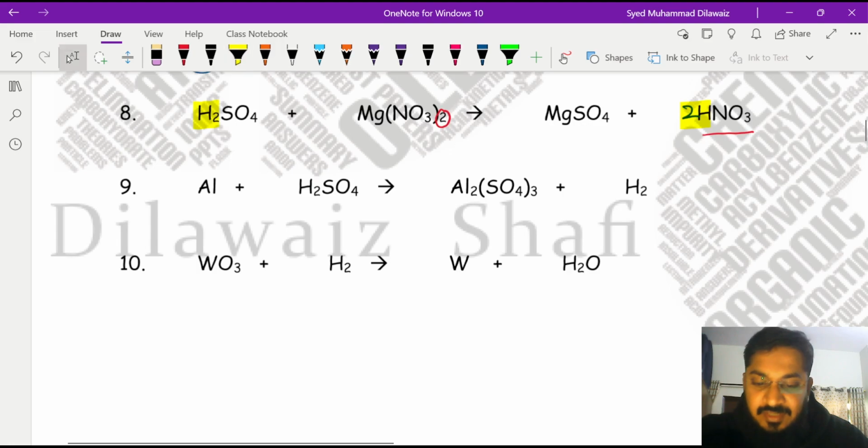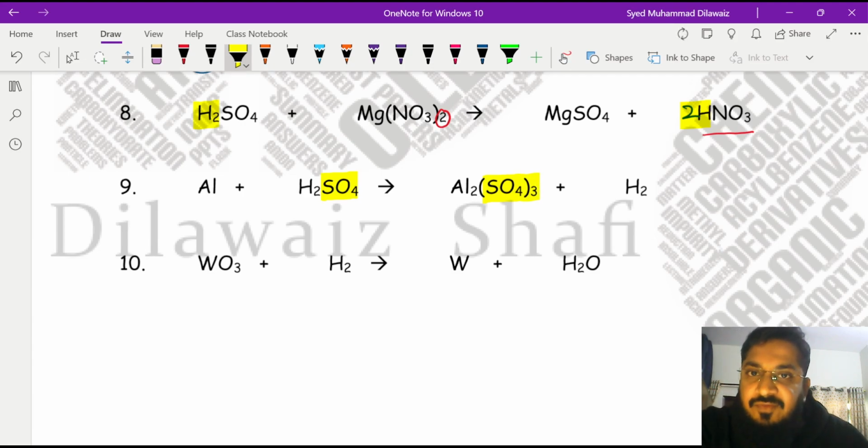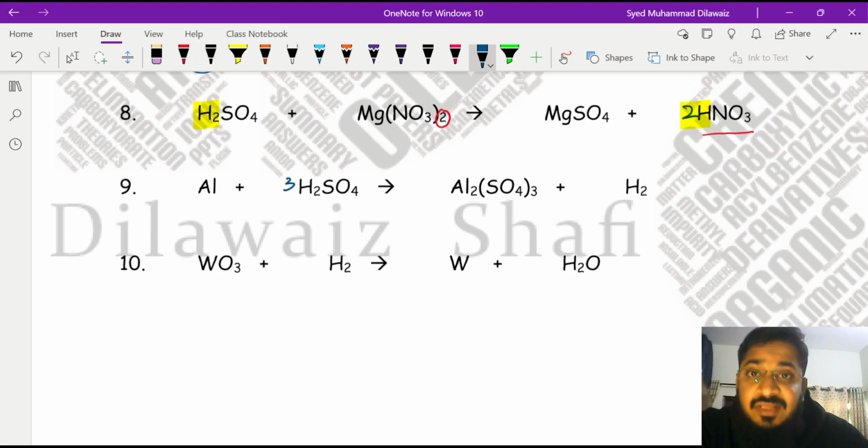Equation number 9 again: Al combines with H2SO4, again an equation with SO4 units. Look at this SO4 unit first: one on the left, and three on the right. So we get a direct impression that we need 3 units of H2SO4 to give the 3 units of sulfate at the end. Getting my point? Let me write 3 beside H2SO4. That makes it provide 3 SO4 units, right?